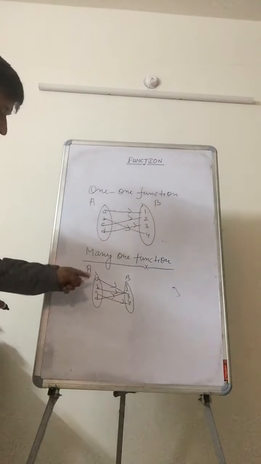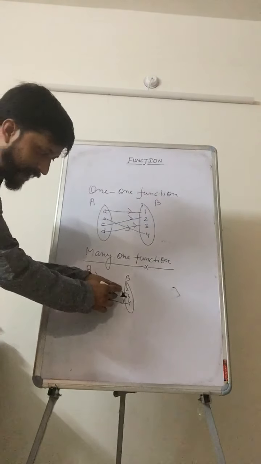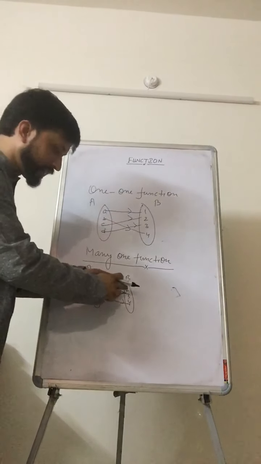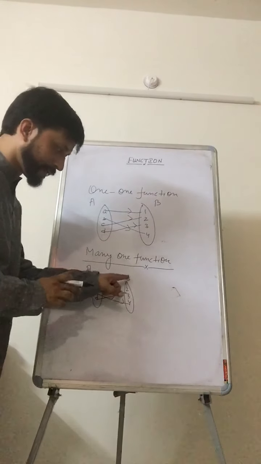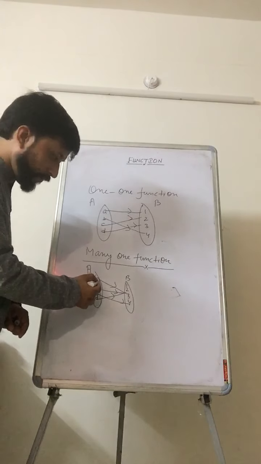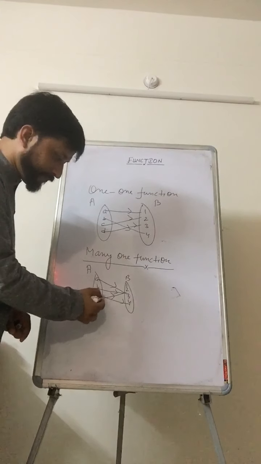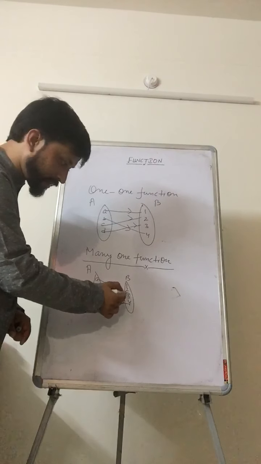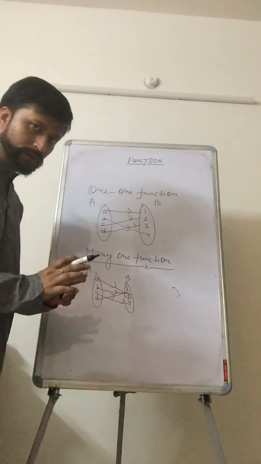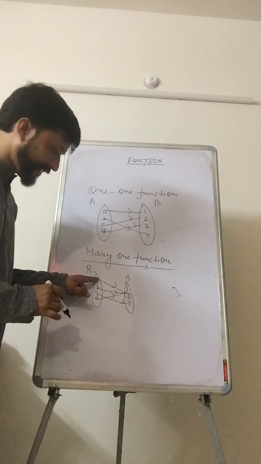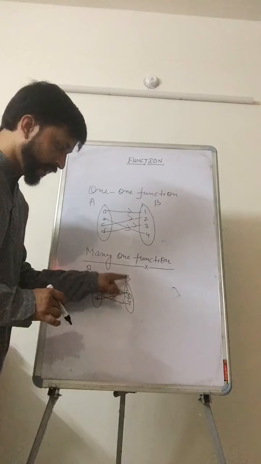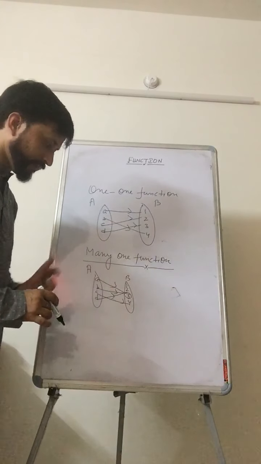Here, all elements have a link, and they are linked with distinct elements of set B. Now A, B, and D are linked with a single element of set B, which is possible, but no single element can link with more than one element of set B. So this is a function.